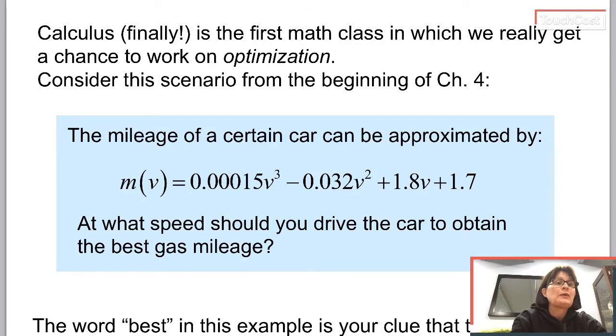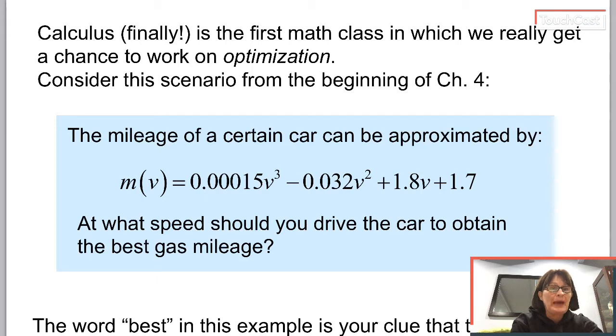Calculus is the first time we get to work on optimization. We talked about this scenario from the beginning, it's like the first page of chapter 4 in your textbook. What if you had a function that told you what gas mileage you got as a function of how fast you drove your car? You would want to figure out what speed, what velocity you should drive to get the best gas mileage, because you want to save money, you want to save fuel.